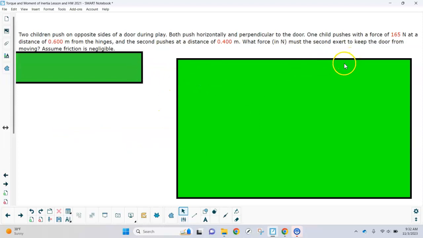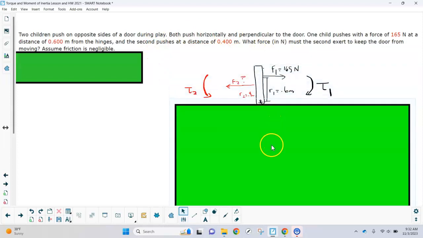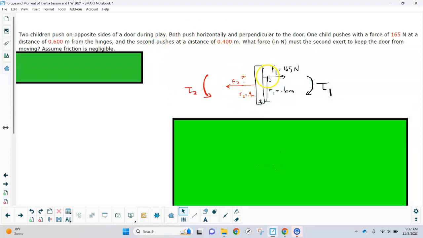So the door is not moving, it's in equilibrium, so the net torque is 0. I believe I drew a picture here. Yep. So I drew a picture with the concept. So I have this first child pushing to the right with 165 at this distance of 0.6 from the hinge, and they're going to try to get the door to rotate in the clockwise direction. The other child has to push the opposite way, and they're pushing at 0.4, so they're closer, and they're trying to make it rotate the opposite way. Because they are closer, their lever arm is not as big, so they have to push with a bigger force. So I would expect the force 2 to be bigger than 165.